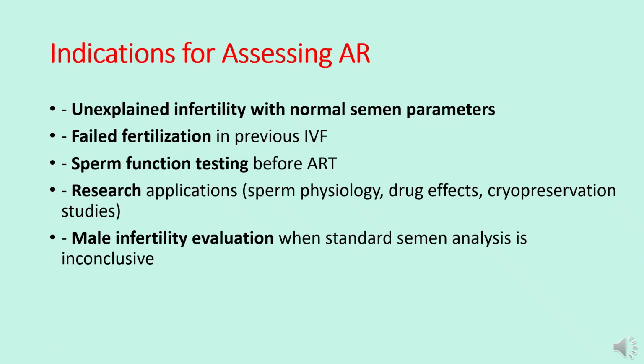Now, when do we assess the acrosome reaction? It is indicated in cases of unexplained infertility where the semen analysis is otherwise normal. It is also indicated in patients who have experienced failed fertilization in previous in vitro fertilization cycles. It can be used as part of sperm function testing before assisted reproduction technology procedures. In research, it is used for studying sperm physiology, the effect of drugs, and the effect of cryopreservation. Finally, it is helpful in male infertility evaluation when the routine semen analysis is inconclusive.